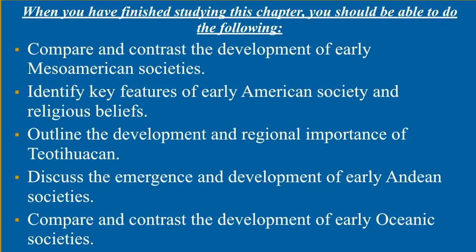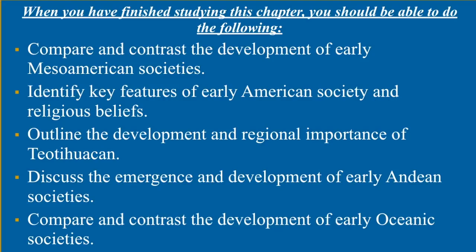So, we made it to the end. When you have finished studying this chapter, you should be able to do the following. I want you to compare and contrast the development of early Mesoamerican societies. We talked about three-ish in that Mesoamerican area. Identify the key features of early American society and religious beliefs. What made their religion different and special and unique from other religions we've studied in the past?